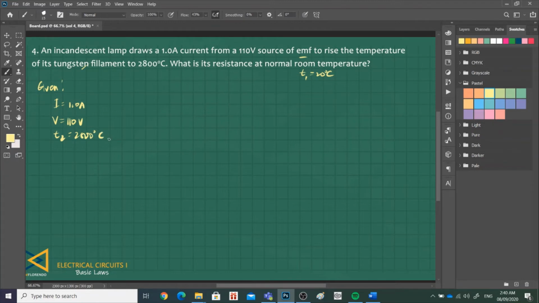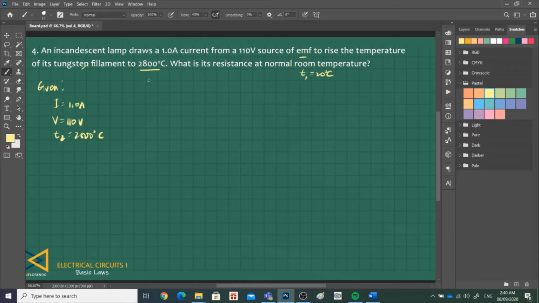So, that's to raise the temperature of T sub 2. Okay, mali. The 2,800 is the final temperature, because it says to raise the temperature of its tungsten filament to 2,800. So, this is the final temperature.